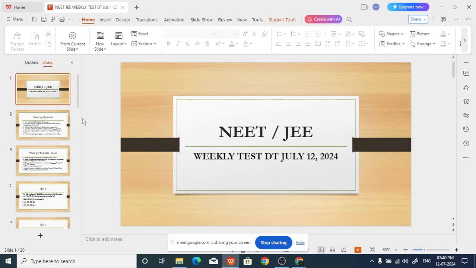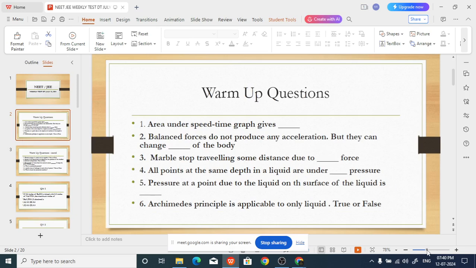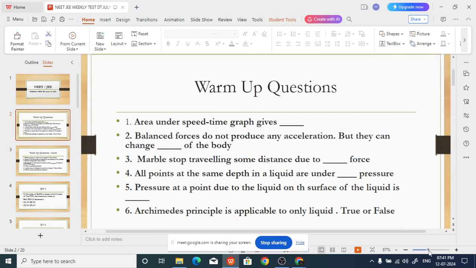Okay, so can we start? Yes, sir. Okay, very good. Now I'm going to go with the warm-up questions. Initially we'll go with maybe a little bit easy questions, warm-up questions we can call them. I'm going to read the question. This is fill in the blanks. Area under speed time graph gives.